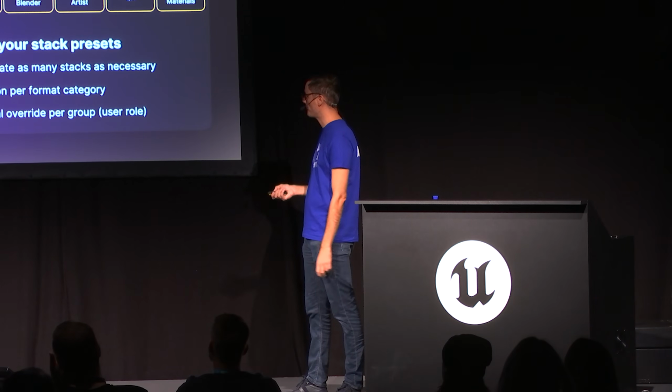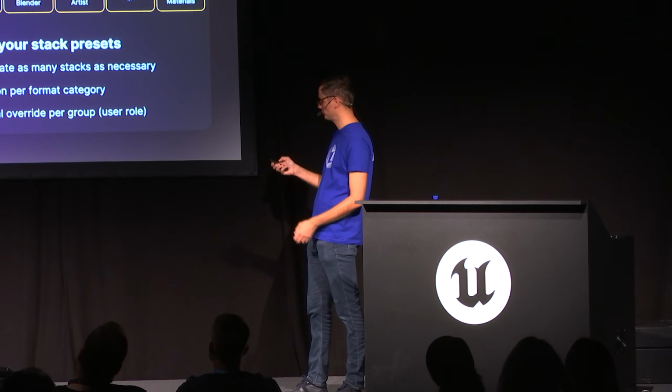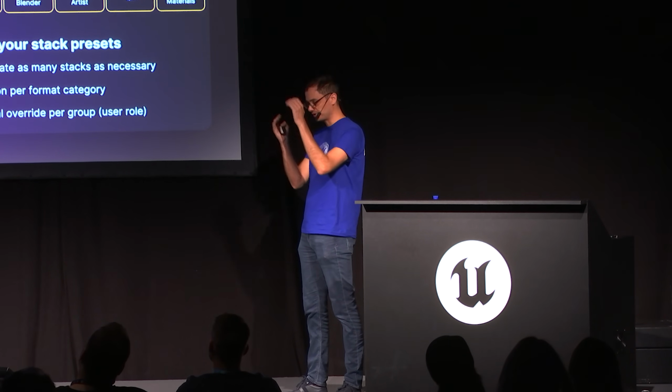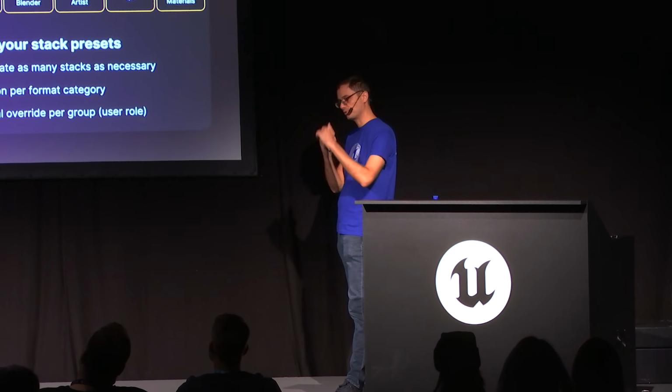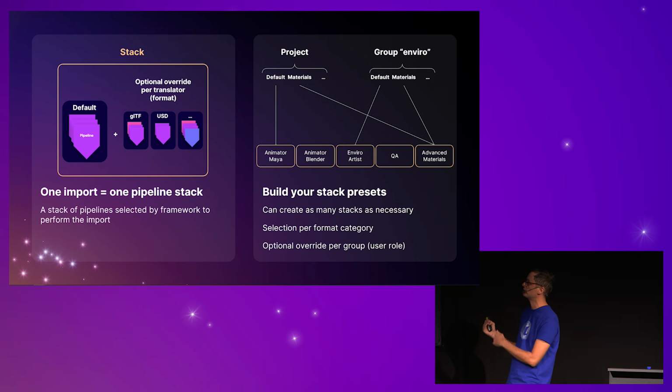Everyone is importing FBX files, for example, but some people are animators, some people are environment artists, so their presets might be different. Some people work in Maya, some people work in Blender, so maybe their presets are different. So what you would do if you use Interchange is duplicate stacks, so that you have a stack for animators where you select your presets. If I'm an animator and I'm importing FBX, I would have this preset. glTF, I would have those ones, etc., etc.